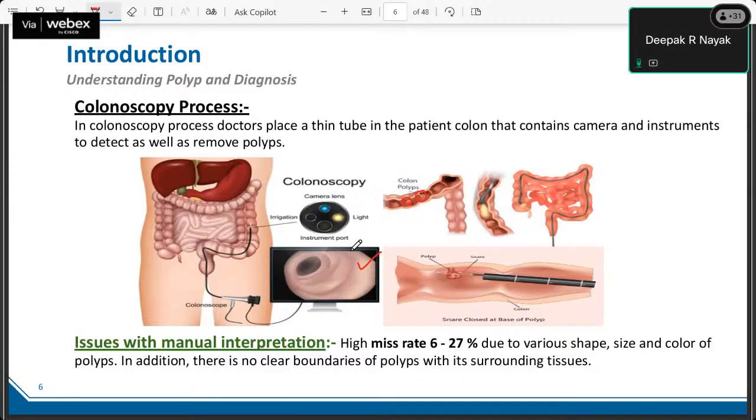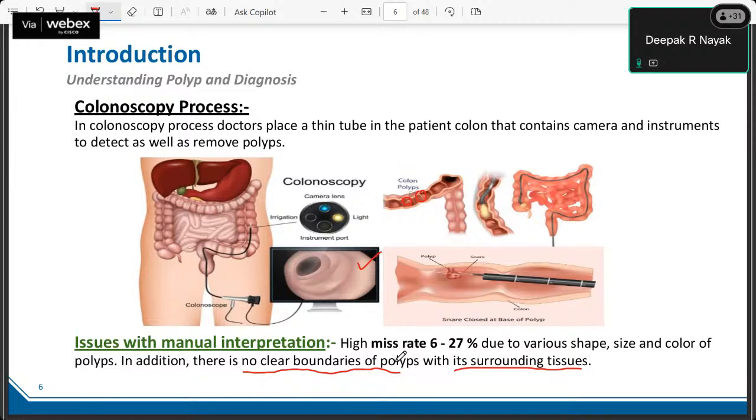So which is always difficult to detect through the human eye. Also, there is no clear boundary. Sometimes you will also see this case, right? Polyps have indistinct boundaries. That means there is no clear boundary between the polyps and the surrounding tissues. And boundaries are very, very important for the resection of the polyps, right? So that is what we want actually here.